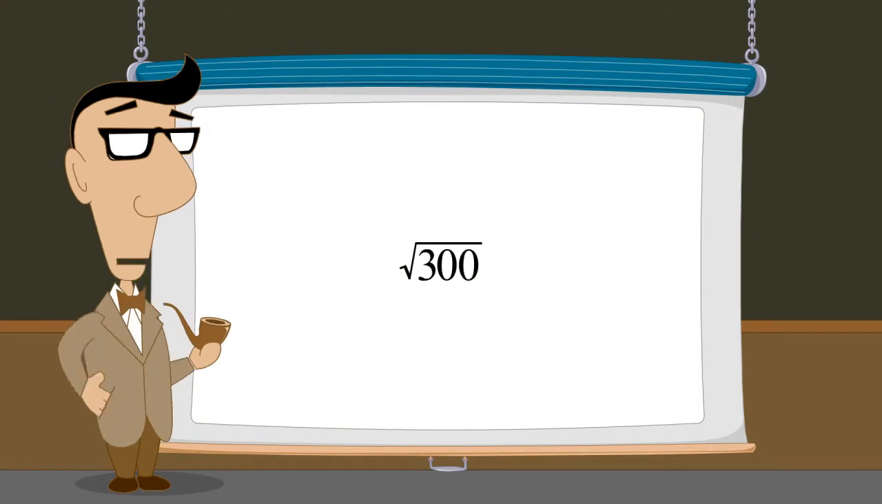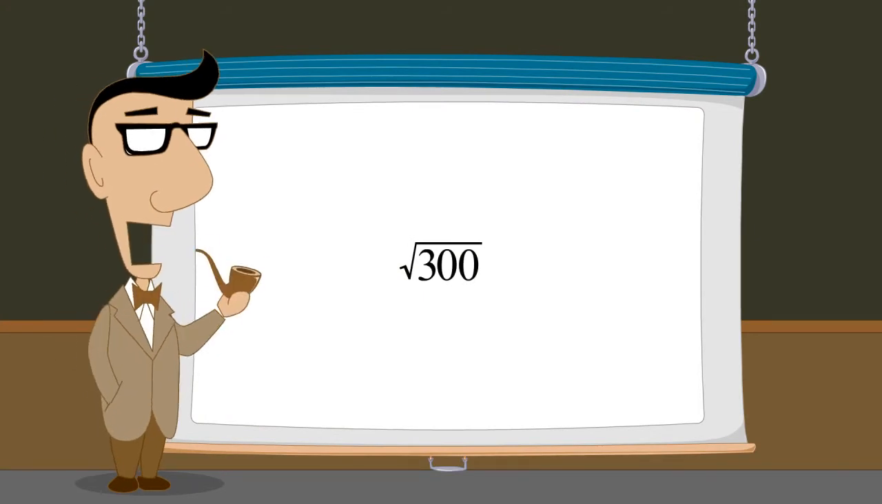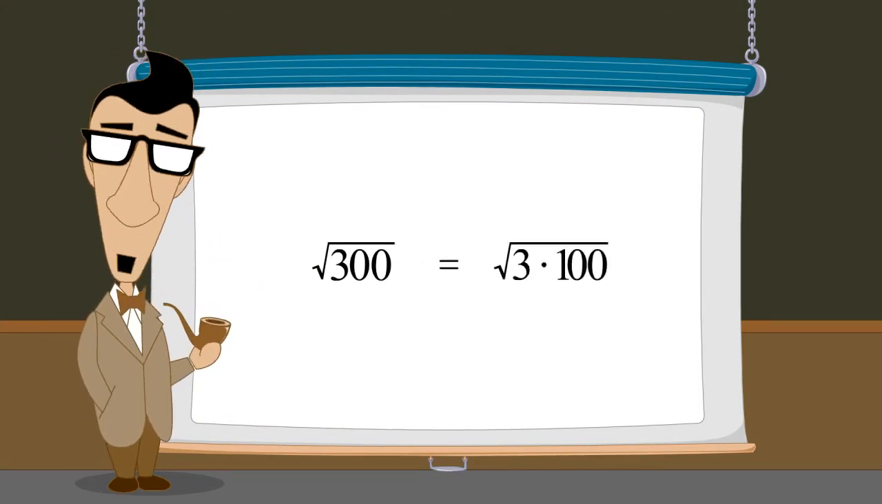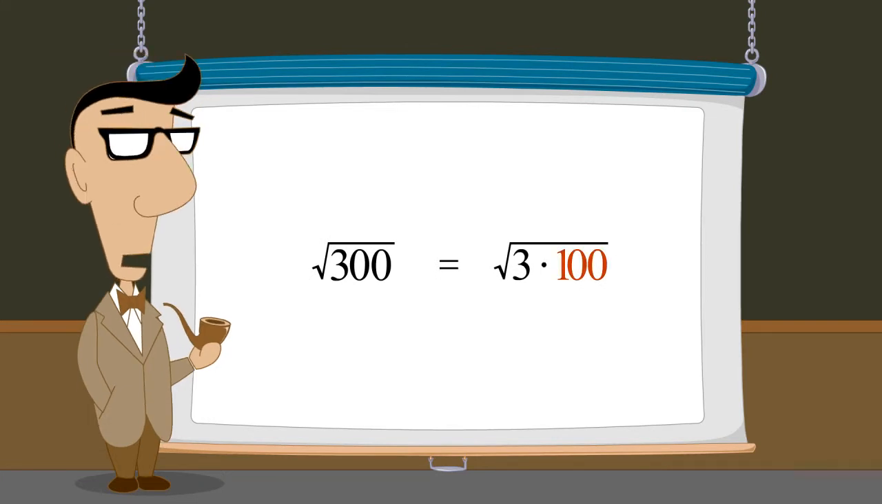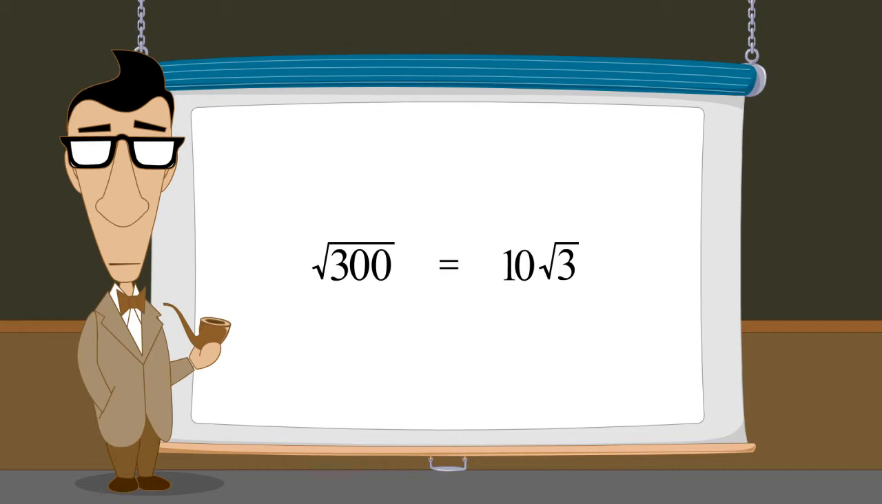In this case, it was easy to see that the number under the square root sign was the product of 3 times the perfect square, 100. This allowed us to take the square root of 100 and bring it out from under the radical sign. But in many cases, it is not obvious if there are factors which are perfect squares.